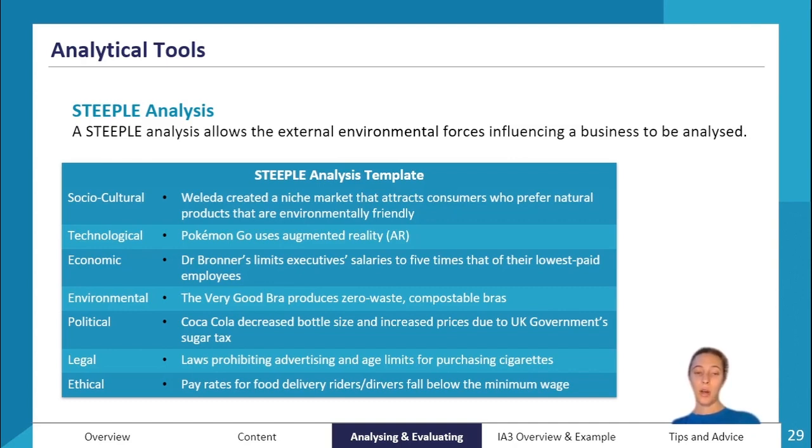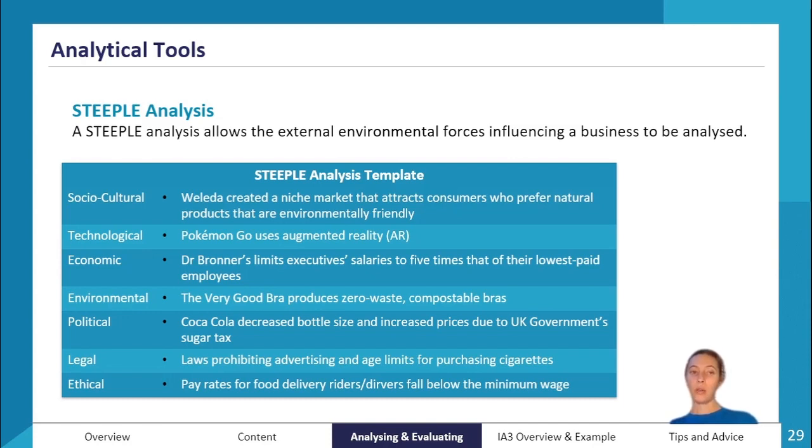Ethical, lastly: pay rates for food delivery drivers. That is something that we hear about quite often, where people in those sorts of roles don't have fair wages and don't have rights. So we hear about people who have accidents because they're on a bike or a scooter delivering goods and food to people, but then they don't have the right kind of payment and the right rights within the business to make that an ethical business.